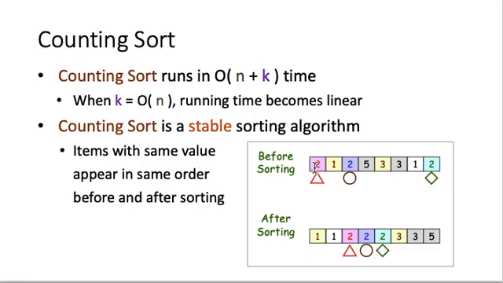Let's see this example. For instance, there are a couple of 2s here. Before sorting, the red 2 is before the blue 2, and this blue 2 is before this green 2. And after sorting, this red is before the blue is before the green. And if it is guaranteed, it works for each of the items with the same value. So 2 works, 1 works, 3 works. It's not just a coincidence, but it is guaranteed to work for every input. Then in that case, the sorting method is called a stable sorting algorithm.